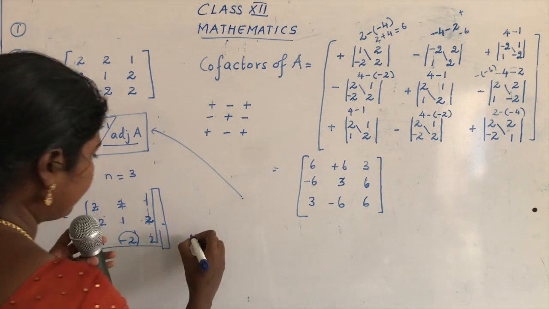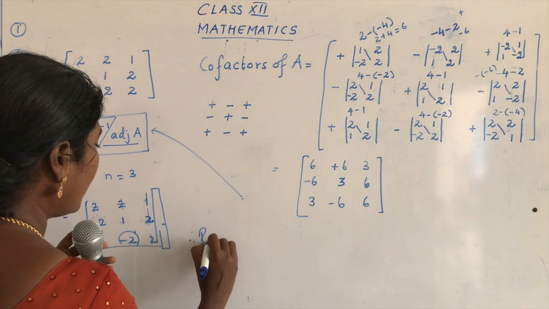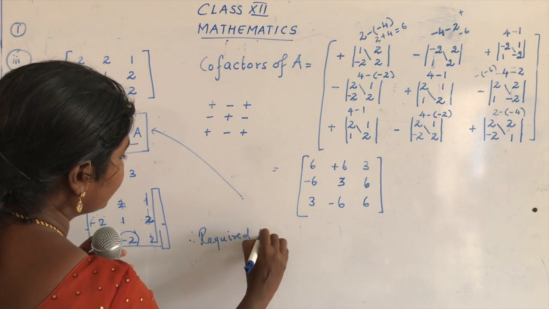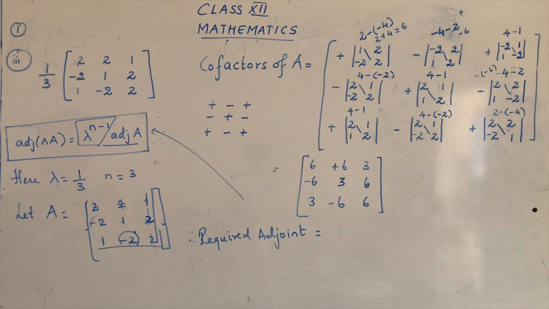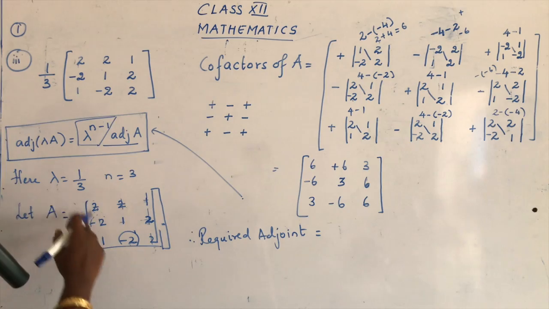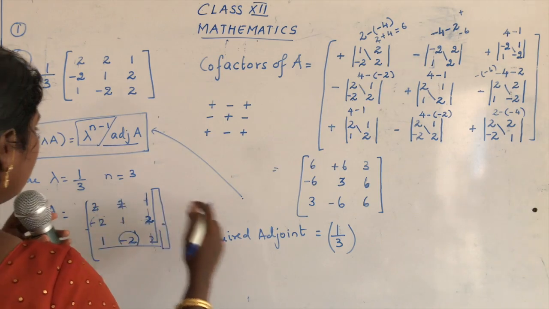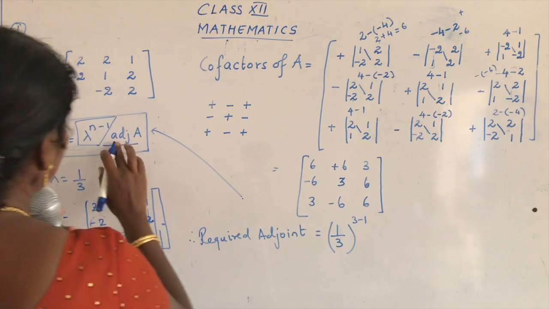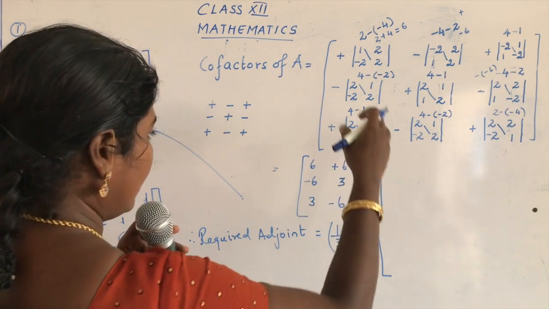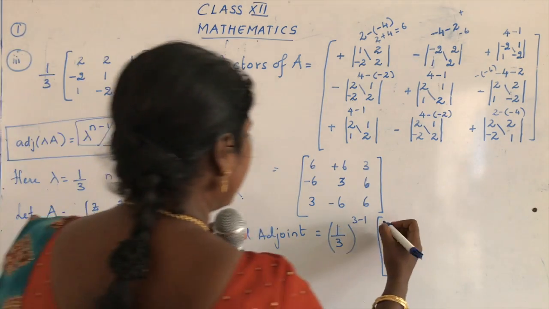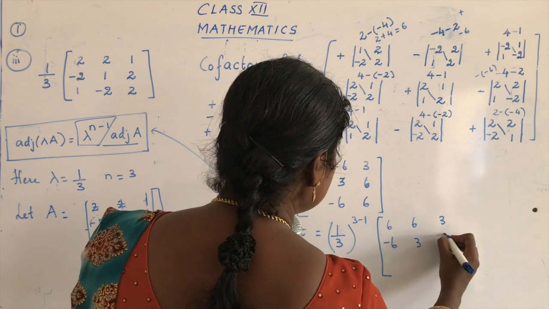Therefore, I will write here adjoint. The required adjoint is equal to lambda raised to n minus 1. What's our lambda, children? 1 by 3. And n minus 1 is 3 minus 1. Then adjoint. Already you know the meaning of adjoint: you have to write the cofactors and take the transpose of it.